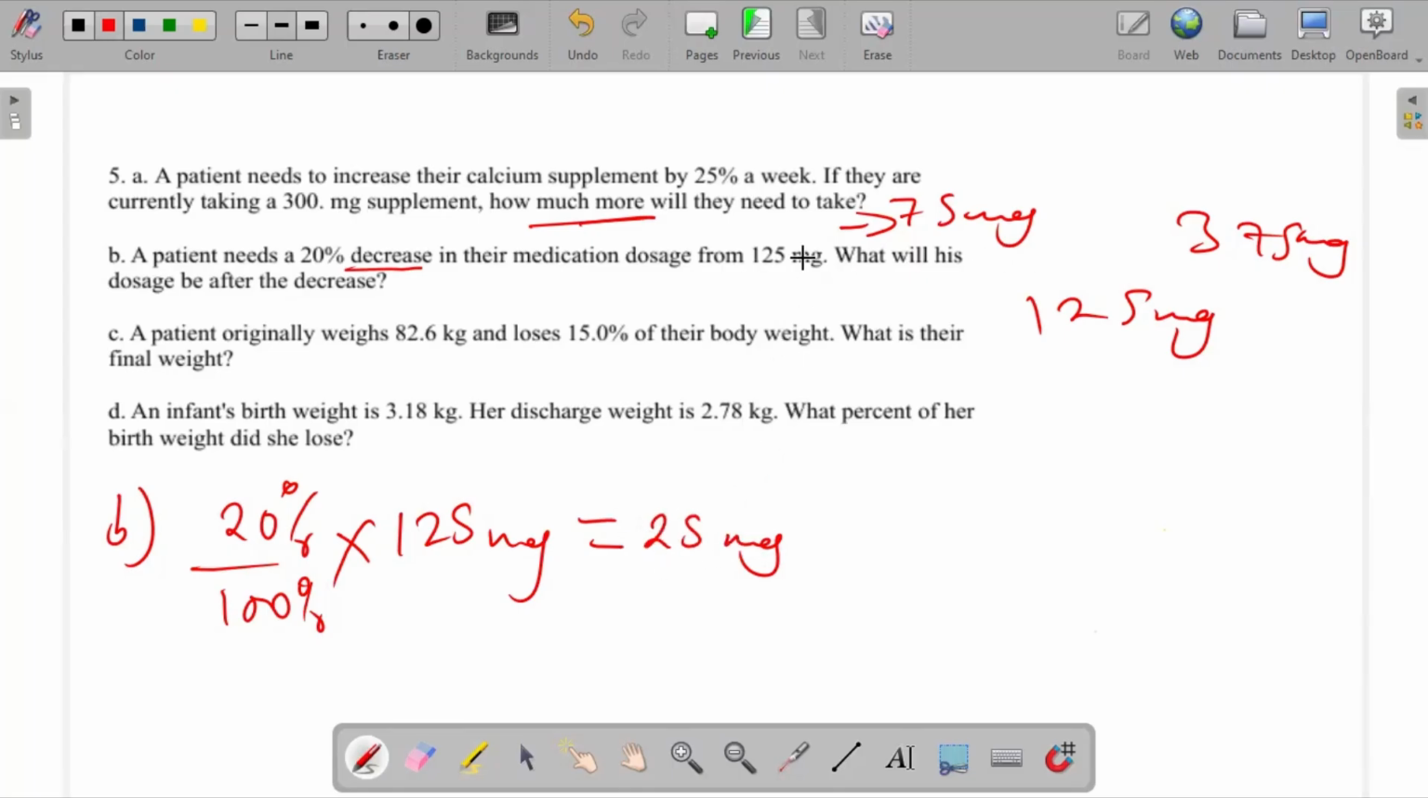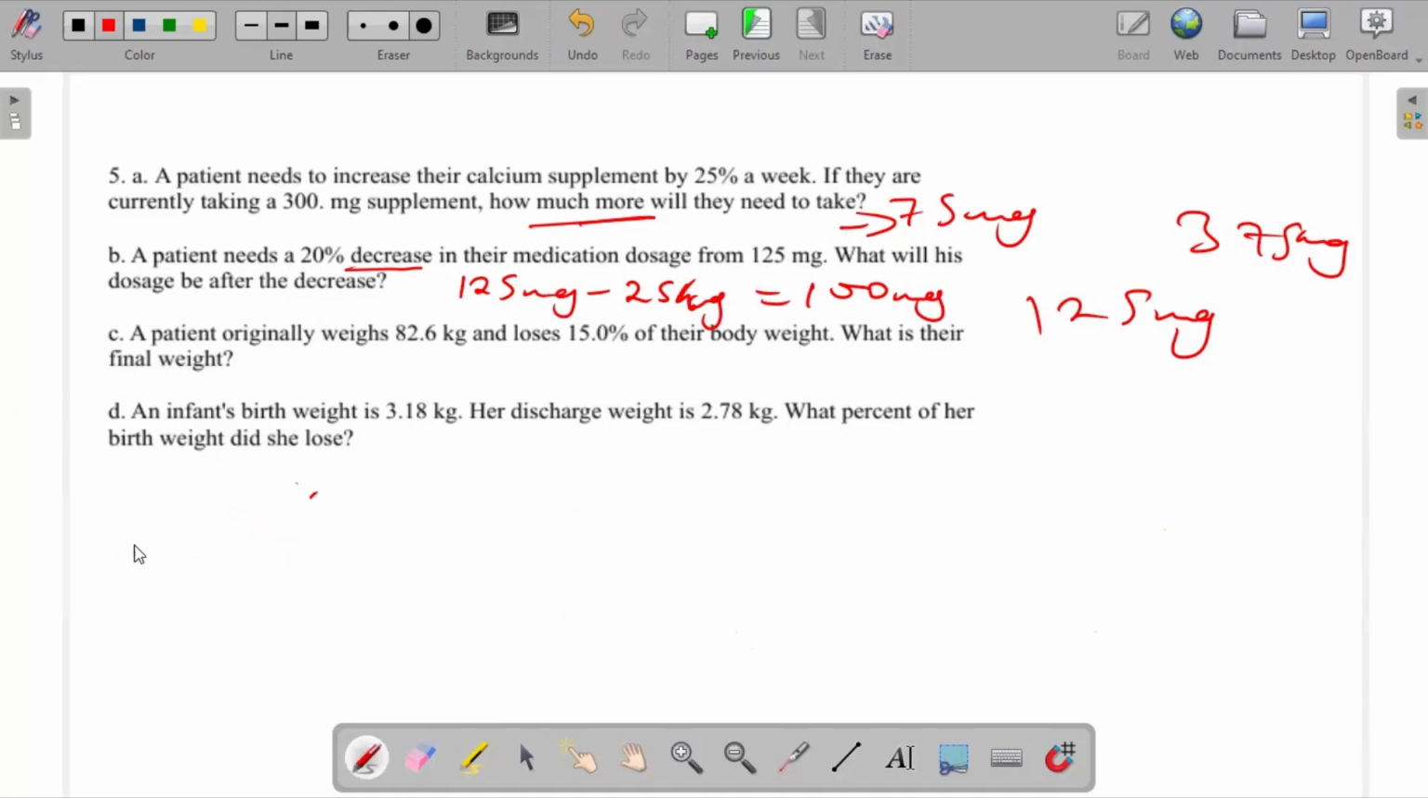Now the question, let's be careful. The question is saying what will be his dose after the decrease. So now here we need to subtract, isn't it? We want to know what will be the dose after decreasing. So we get 125 milligrams minus the 25, which is the 20%. So what do we get? 100 milligrams. That would be the new dose, isn't it? Thank you so much.